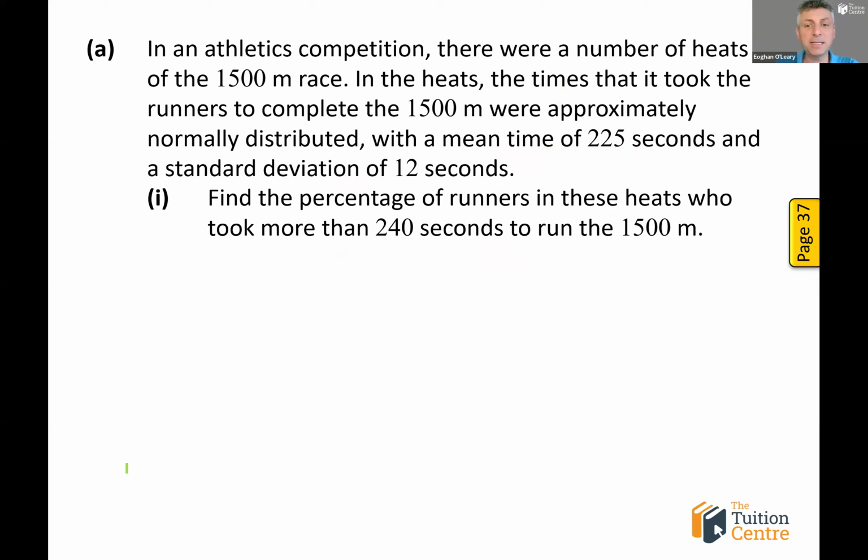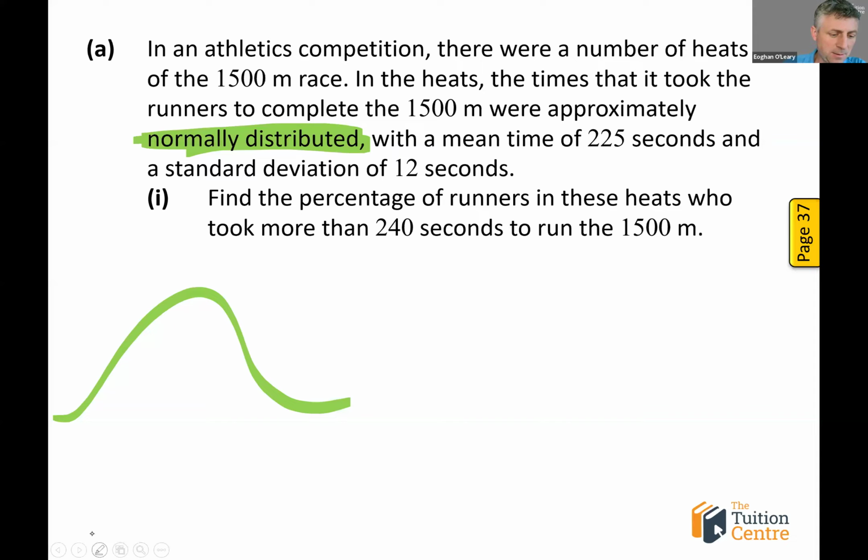In the heats, the times that it took the runners to complete the 1500 are approximately normally distributed, indicating the bell curve, with a mean time of 225 seconds, which is going to be our mu, and a standard deviation of 12 seconds, which is our sigma. Find the percentage of runners in the heat who took more than 240 seconds to run the 1500 meters.